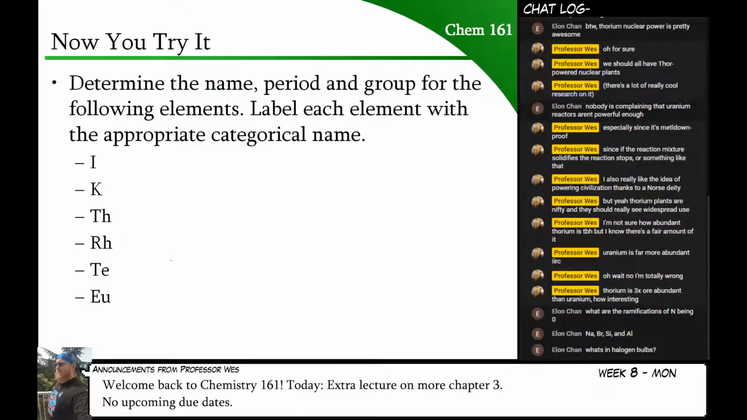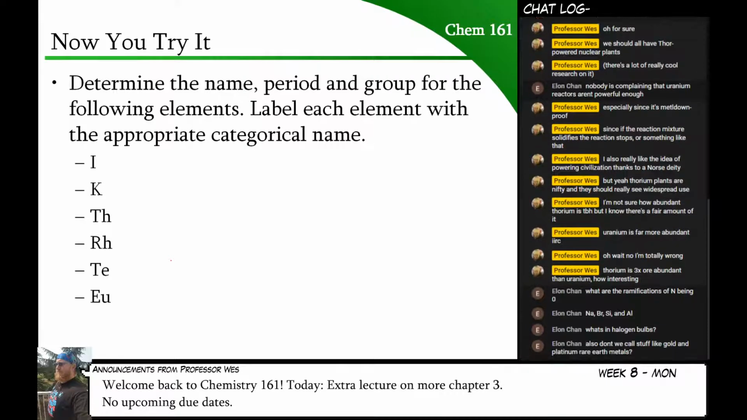I'm going to leave this exercise for you to do because it's just counting a period in group and then giving a label to it. So you can look up that iodine is in column 17, row 5 or whatever, and that's not really worth spending 5 minutes on. So I'll leave that as an exercise for you to do on your own time.